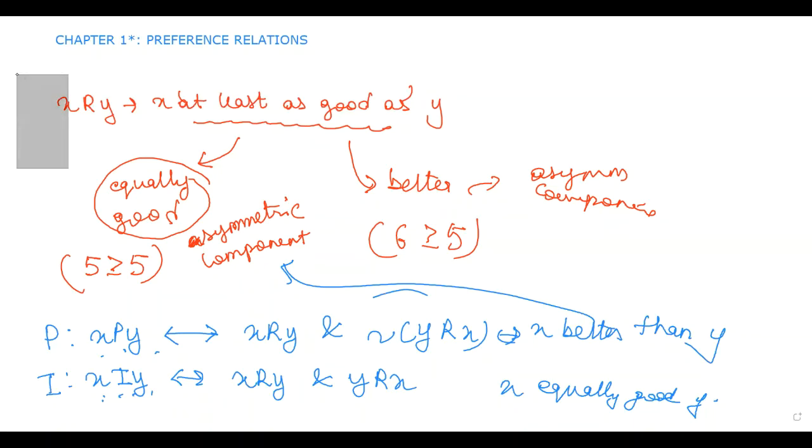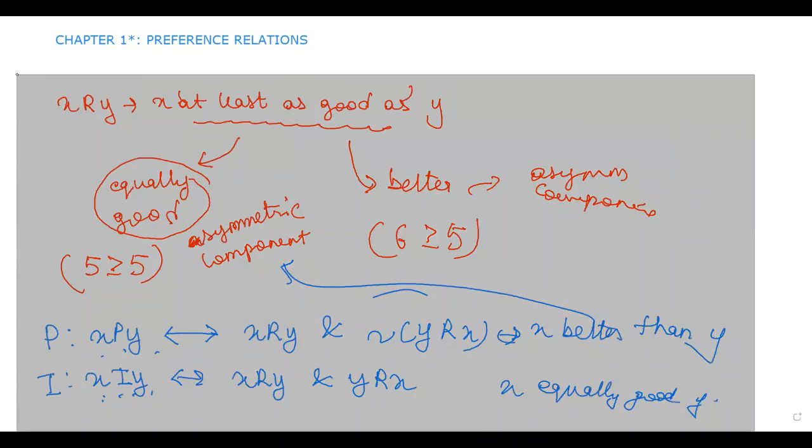So here you'll be able to make sense of certain properties. Take reflexivity, for instance, X R X. Obviously, intuitively, you would think that X is indifferent to X. Again, a condition of sanity. So I can write this as X R X and X R X.